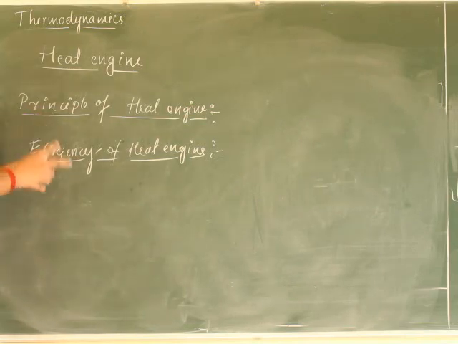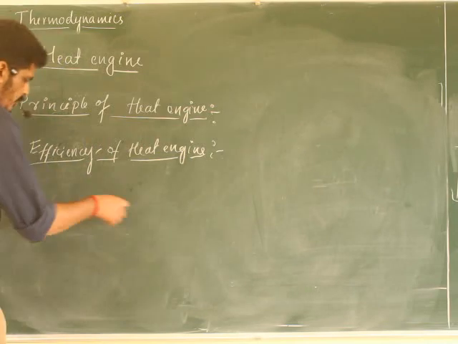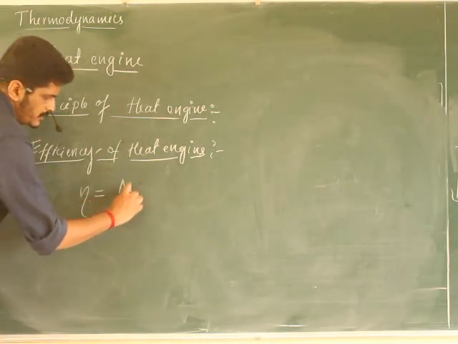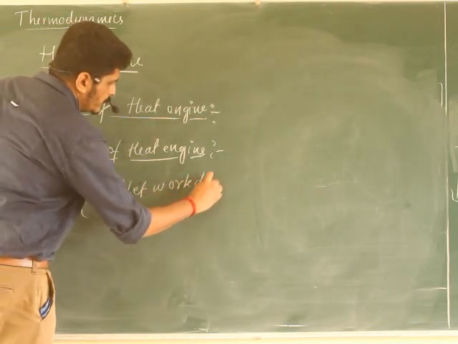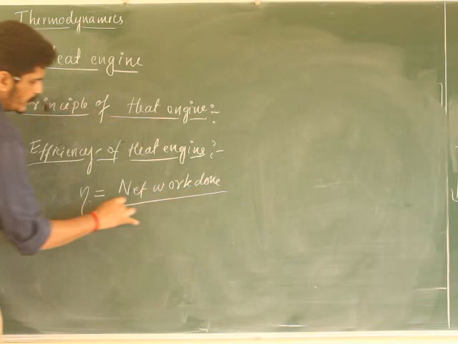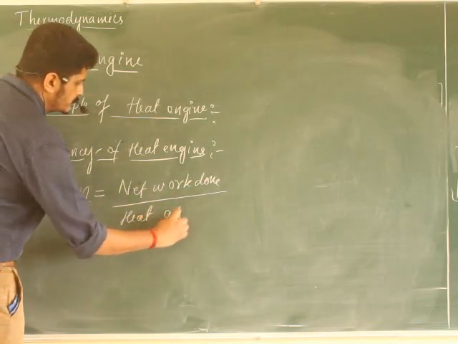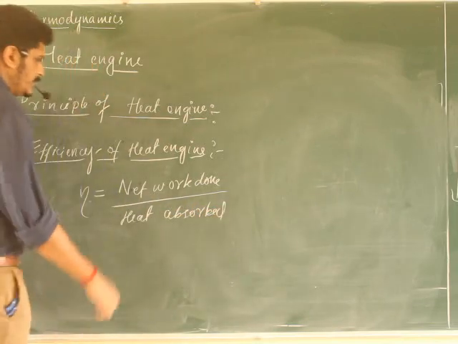There is a symbol for it. The eta symbol, which you already know, is what we are going to use for efficiency also. That is net work done divided by heat absorbed. What is net work done?